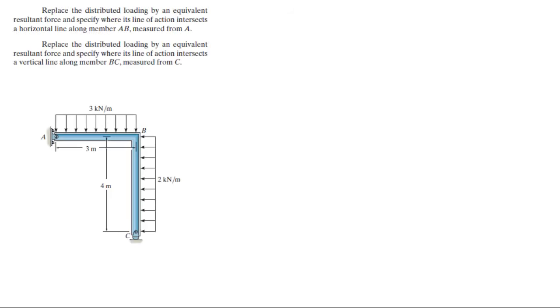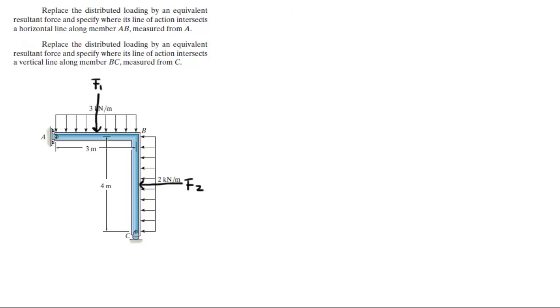Alright guys, now we're going to do these two problems together, where they want you to replace the distributed loading with a point measure from point A, a vertical point measure from point A, and a horizontal point measure from point C. So the first thing you need to do is find the equivalent forces. This rectangular force has an equivalent force of F1 acting right in the middle of the rectangle, and the same thing goes for F2 acting right in the middle of the second rectangle.